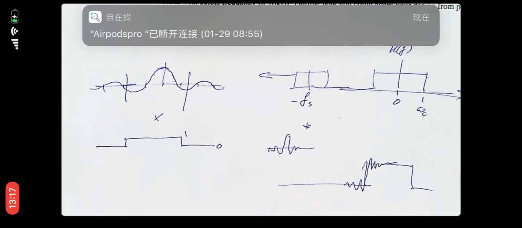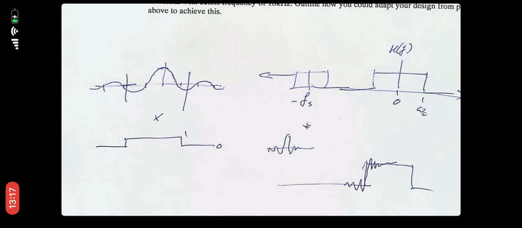So then the last part of the question is, how do we compensate for this problem? What have we just done in lab 4 when we were compensating for this problem? How do we improve the situation? So instead of just truncating with a rectangular window, what else do we use? We could use a Hamming window or something like that.